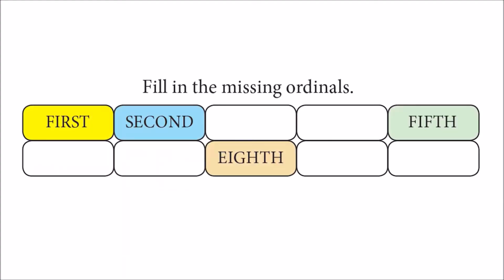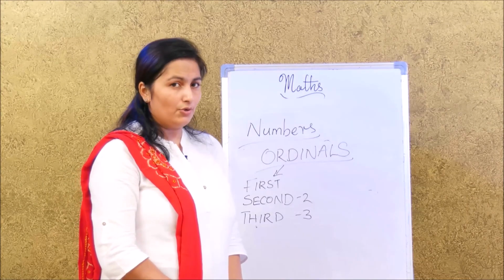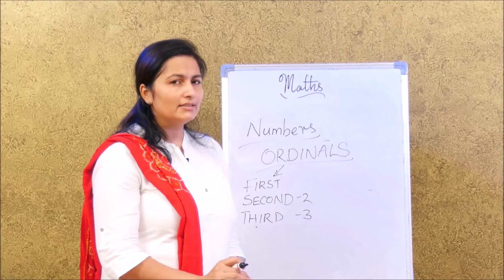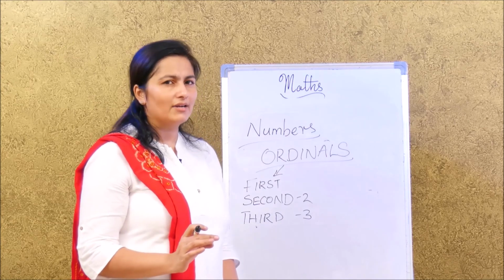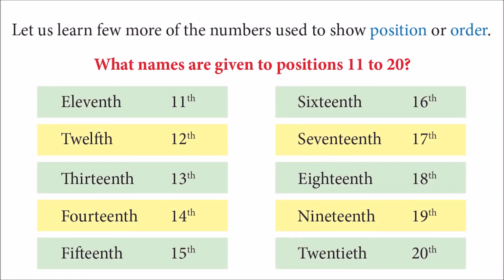Okay. So, look at this. First, second, that's missing in your exercise. Third, then comes fourth, then fifth. See, there are some more missing. You can find out and fill it. To make it easier for you, you have a whole box. If you learn that, then you won't have any difficulty with ordinals. Look at this, 11th, 12th, 13th, 14th, 15th.